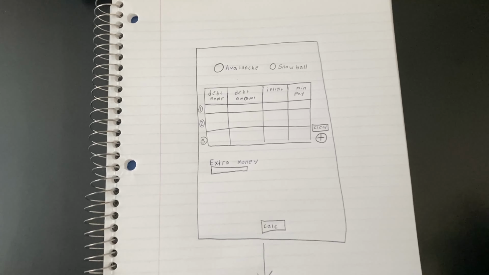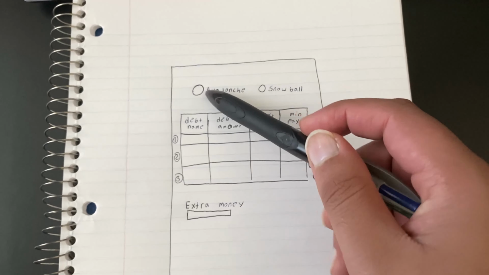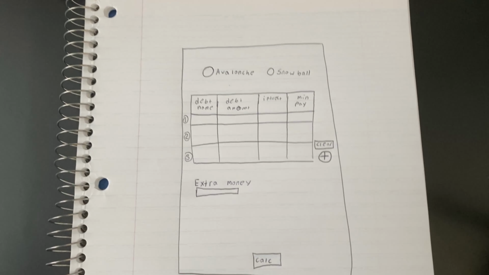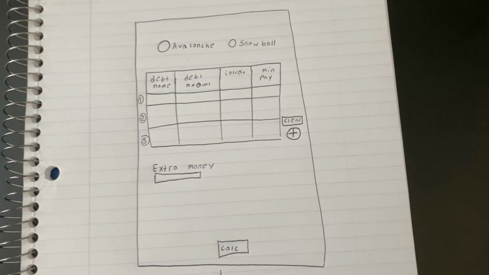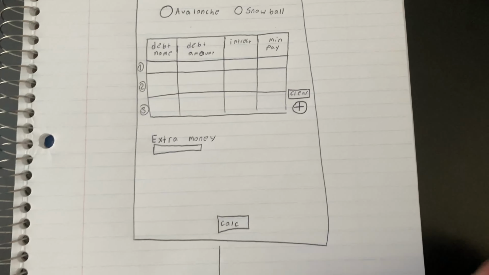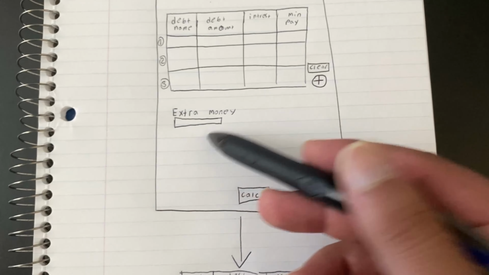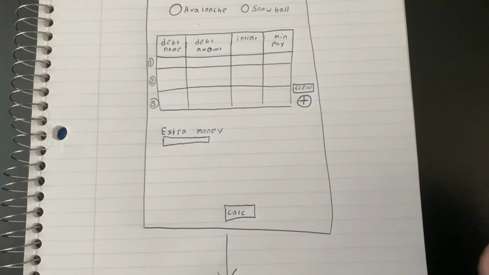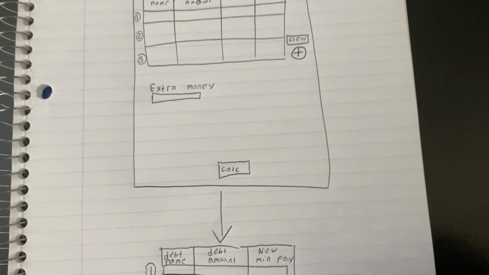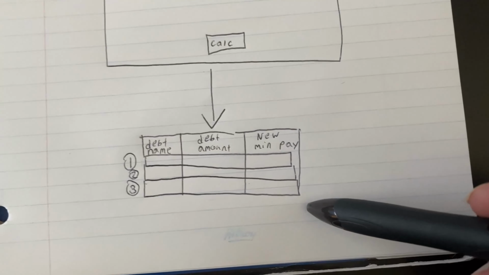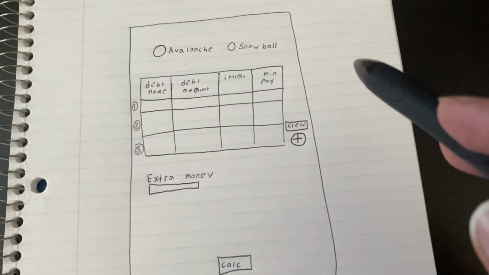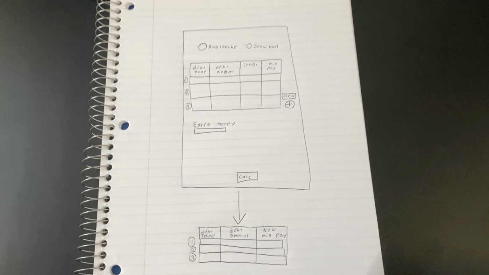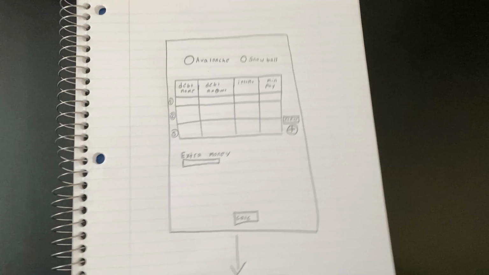Here's the basic GUI that I'm trying to make, so they can select like the avalanche or the snowball debt payment method. They can insert the debt that they have, or insert another row, or clear the rows that they have, or they can also add the extra money that they want to contribute to paying off the debt. And then when they hit calculate, it goes down to here and it organizes the debt depending on the avalanche or snowball method. So I'm gonna go try working on it, so let's go.